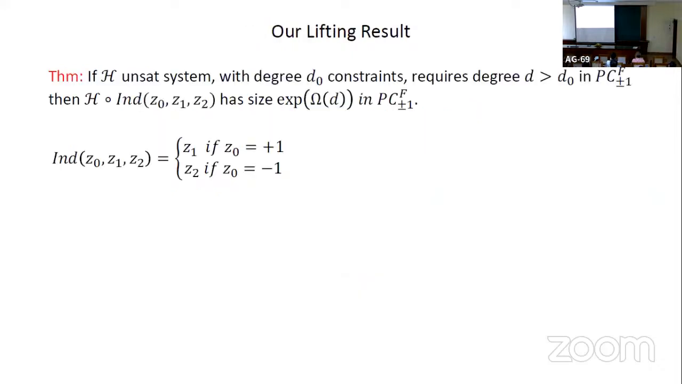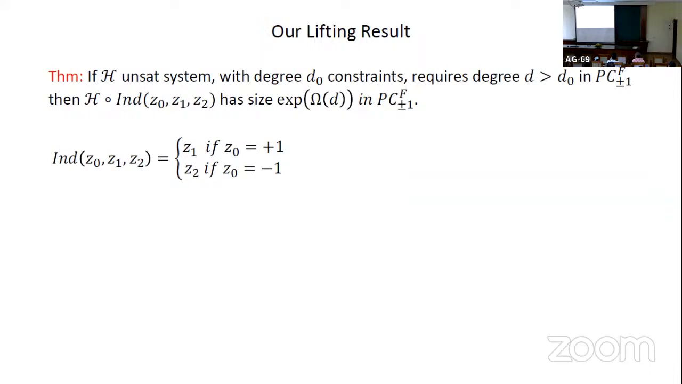So this is our result. We show that PC degree can be lifted to PC size using a 1-bit indexing gadget. Building on Sokolov's work, a lot of the techniques that we use are from Sokolov's. Our observation is that indexing can do the job, which majority was not able to.